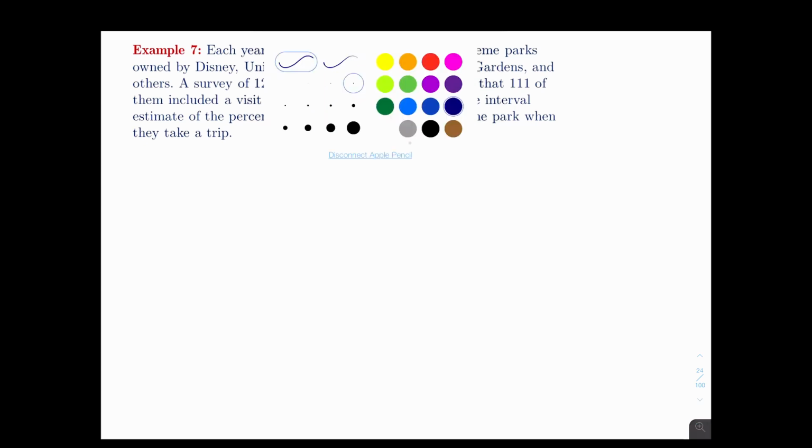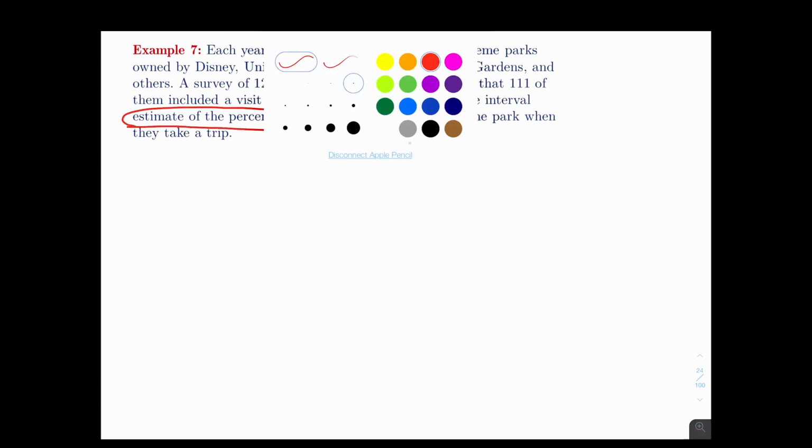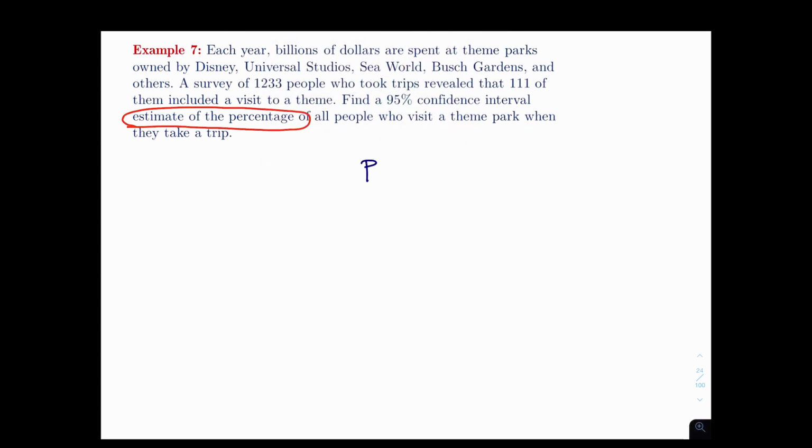Now, you want to estimate the percentage. So I could see it here if I highlight that in red. Let's see, estimate the percentage. So that's how I know that they're asking me to estimate the percentage, and that's how I know this is the formula I have to use, because this is the only formula that estimates the percentage of a single population.